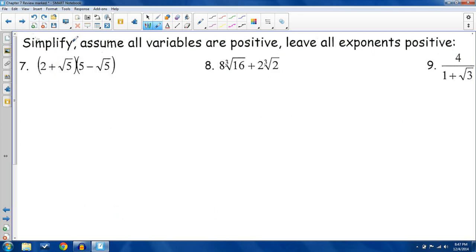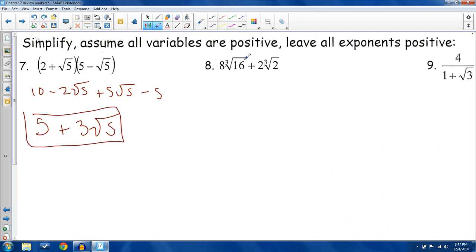Number 7, okay, simplify, assume all variables. Okay, same instructions. We're going to multiply and FOIL, no biggie. First, 2 times 5, that's 10. 2 times negative root 5 is minus 2 root 5. Root 5 times 5 is positive 5 root 5. And root 5 times negative root 5 is negative 5. You can now combine like terms here. 10 minus 5 is 5. Negative 2 root 5 plus 5 root 5 is negative 2 plus 5, which is 3 root 5.